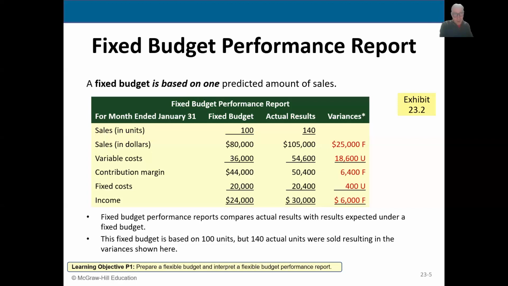Let's take a look at our variable costs. $54,600 was the actual variable cost. I only budgeted for $36,000. Okay, so 54.6 minus 36 is $18,600 unfavorable. Why unfavorable, you might wonder? Because we're talking about costs. When your actual cost is greater than your budgeted cost, that's unfavorable. Why unfavorable? Because you spent more than what you said you were going to. Yeah, that's why it's unfavorable. That's how I want you to think about it, all right? Same with fixed costs. $400 unfavorable. Yeah, actual minus the budget. That's how we find our variances.